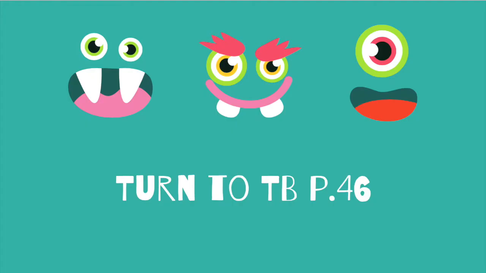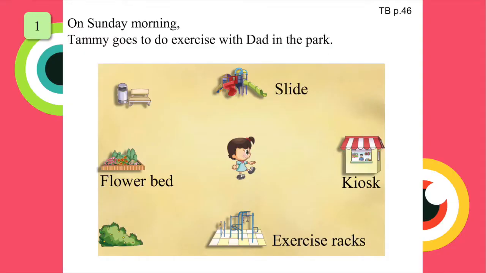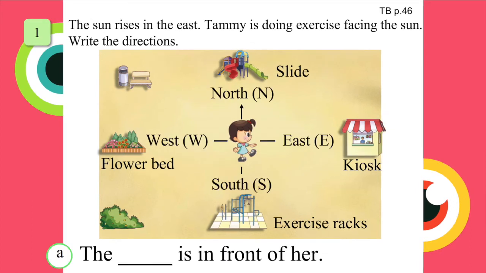Now turn to textbook page 46. On a Sunday morning, Tammy goes to do exercise with Daddy in the park. Okay, the sun rises in the east. Tammy is doing exercise facing the sun, and we need to write down the directions. So question A, which direction is in front of her? We have given some hints already. Tammy is doing exercise facing the sun. Which direction is in front of her now?